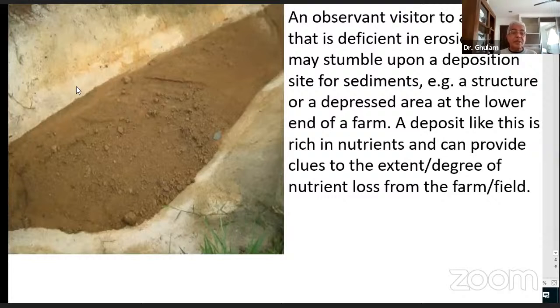Also, it can happen in other fields where erosion control is not practiced adequately. And you will find deposits like this at the bottom of the farm or the field. And this is also a deposit of sediment or eroded soil. And again, this material, if you analyze it, will have a high content of nutrients.